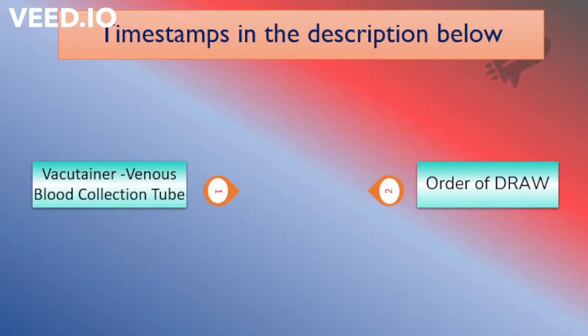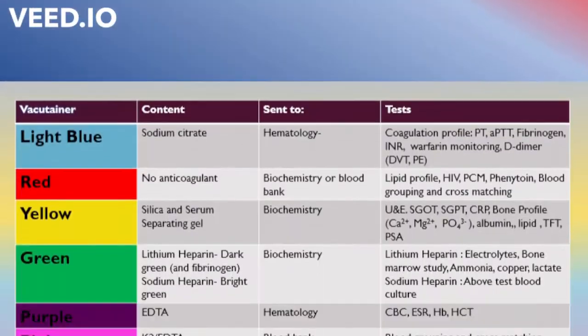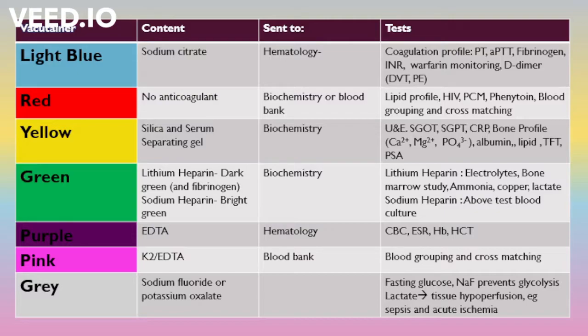Today we'll be looking at the containers that are used for venous blood collection and the order of draw. Here are the most commonly used containers. Amongst them you have the light blue, the red, the yellow, the green, purple, pink and grey. Note that the color of the top of the tubes is not always uniform, and therefore there might be some variation. We might look at some of the variations, but I won't be able to go through all of them. Hence, let us start with understanding what each container contains, where to send them, and what tests are carried out.